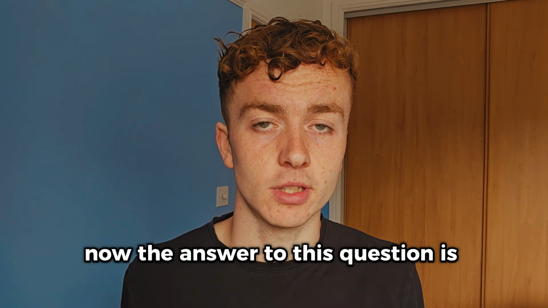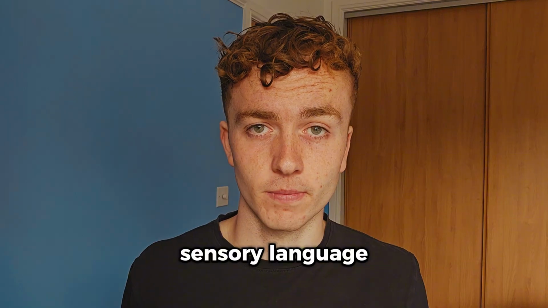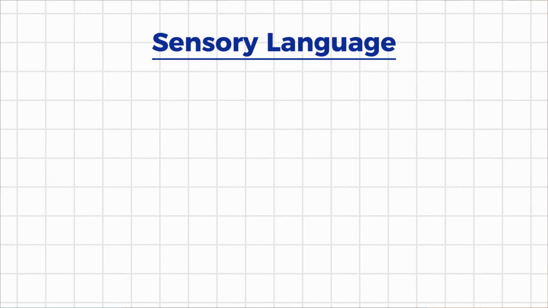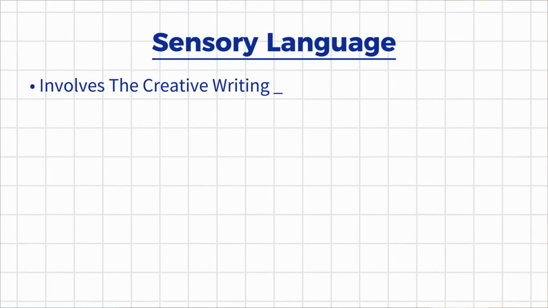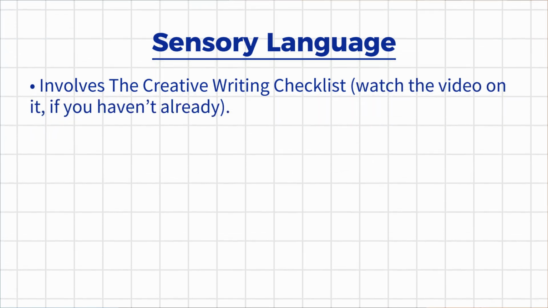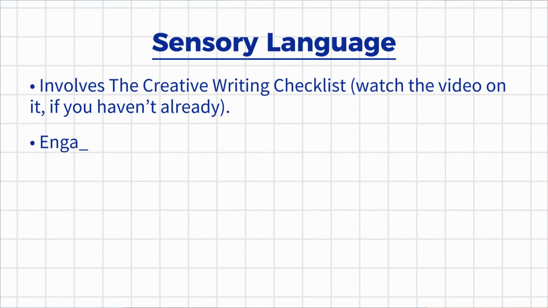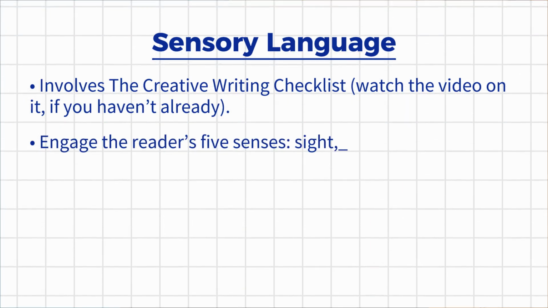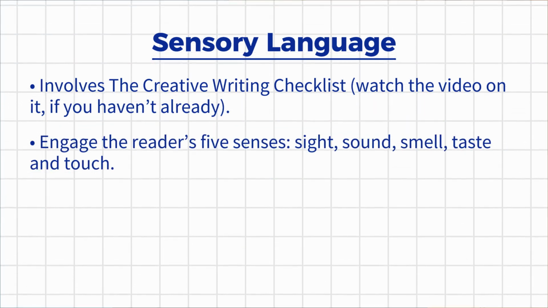Now, you might be wondering how you actually go about constructing a physical environment and building an atmosphere in your writing. Now, the answer to this question is sensory language. And this just means using your creative writing checklist. Make sure to click here, watch this video if you have not watched the creative writing checklist video already, to engage the reader's five senses: sight, sound, smell, taste, and touch.